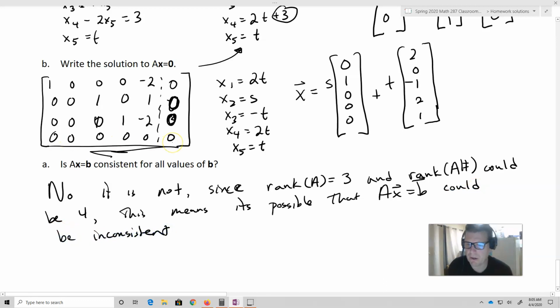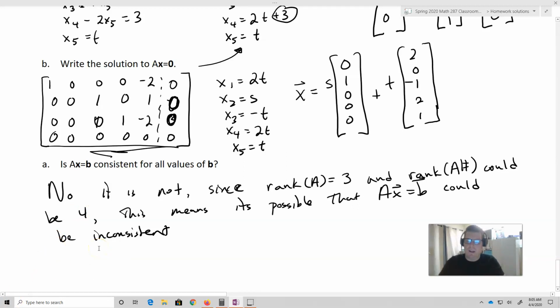Basically, that row of zeros indicates that given the right vector, if I find the right vector, I'm actually going to end up with that 0 equals 1 situation. Because I've got that row of zeros, it's possible that I can find a vector that is actually going to end up giving me no solution. So consequently, Ax equals b is not consistent for all values of b.